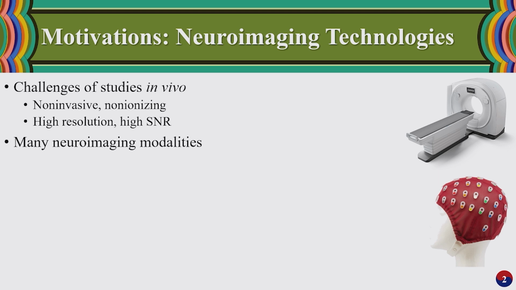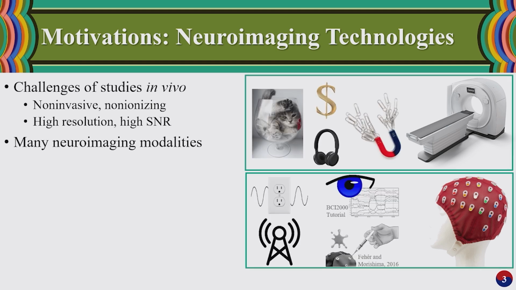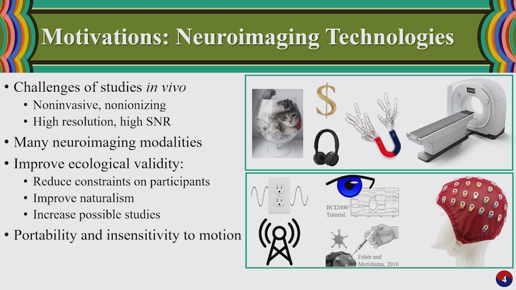Tools that are non-invasive, safe, and free from ionizing radiation, while simultaneously high resolution and high SNR. A wealth of neuroimaging modalities have been used in the advancement of neuroscience, each with their own strengths and weaknesses. There we go. However, as the field continues to grow, there's also growing desire to improve the ecological validity of studies, introduce more naturalism into the tasks and environments, and increase the range of studies that are feasible at all. However, some of the limitations of established technologies make it difficult to transition them to new tasks and environments.